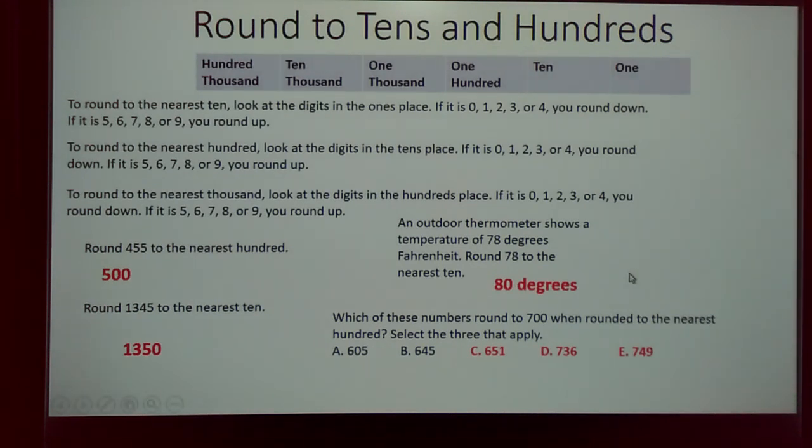Okay, now, this last one here, which of these numbers round to 700? We round to the nearest 100. It says select the 3 that apply. Well, I've already selected 3 answers. 651, because we're looking for the 100 spot, right? So we're looking at the first digit to the left, the 6. Now 651, since that 5 is 5 to 9, we round up. 736, we look at the 10 spot. It's a 3, so that's 0 to 4, so we round down. And of course, 749, since 4 is between 0 and 4, we round down.